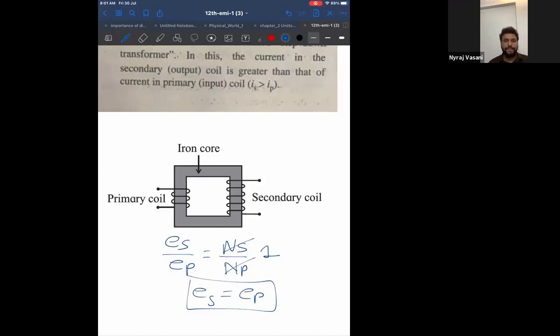That means my voltage has not changed. Then if my voltage has not changed, there is no need of a transformer at all. Why do I use a transformer? I use a transformer to change the voltage. If I don't want to change the voltage itself, then I don't need to use a transformer. So the number of turns cannot be the same in both. It has to be different, either more in primary or more in secondary.